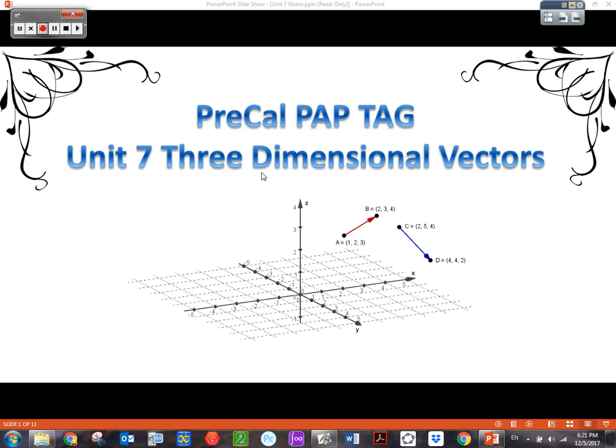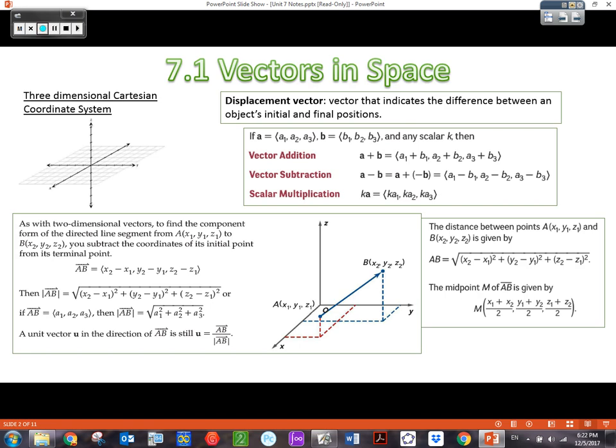Hey guys, we are starting a new unit today. We're going to be looking at three-dimensional vectors. Yay! So here's a picture, just to give you a little idea of what a three-dimensional vector would look like. So let's jump to our lesson.